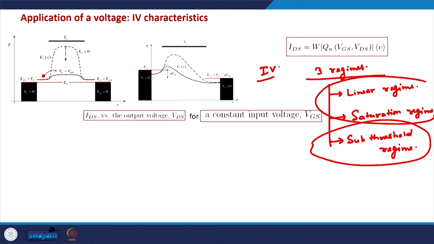Let us consider just the linear regime and the saturation regime, and at the moment we are trying to understand IDS versus VDS. So, for small VDS, when the VDS is small, the regime is known as the linear regime, and the MOSFET behaves as a resistor.